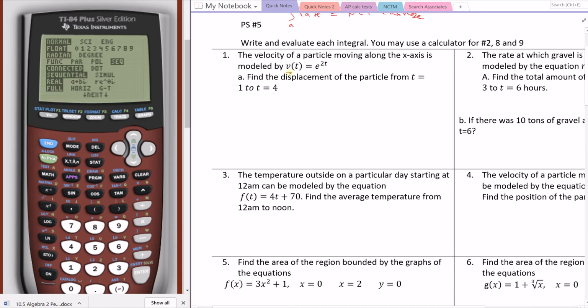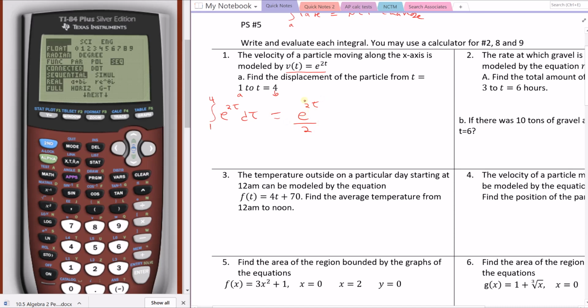So here, velocity is a rate of change of position. And in this case, we're trying to figure out what's the displacement from 1 to 4. So all we need to do is integrate from 1 to 4 the velocity function with respect to time. And if you do this, you're going to get e to the 2t over 2. We're finding the antiderivative of e to the 2t, which is this.